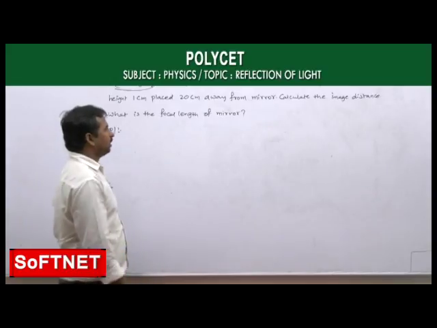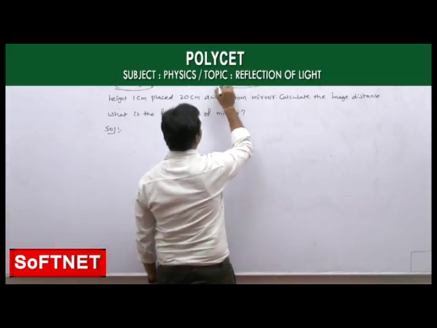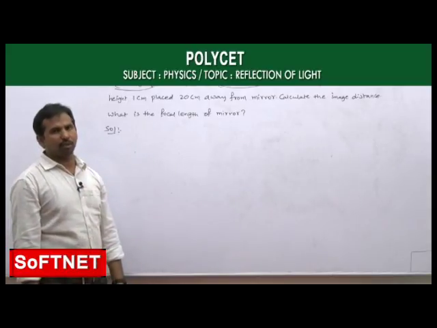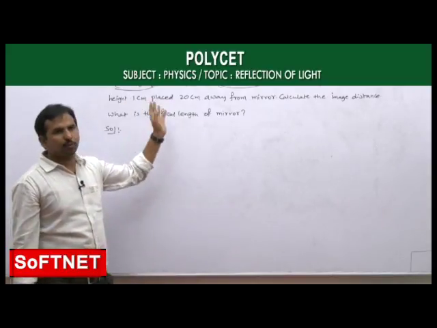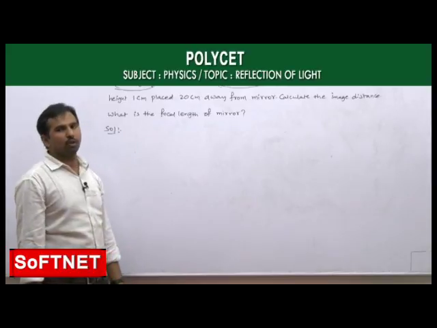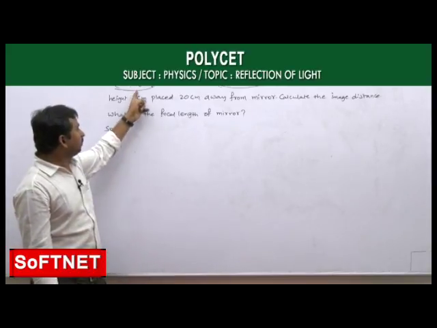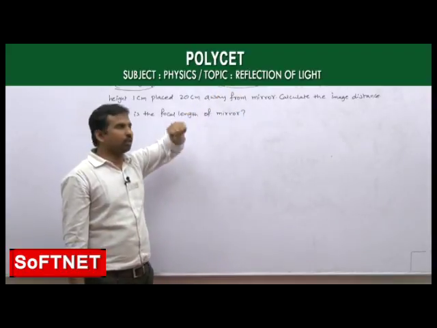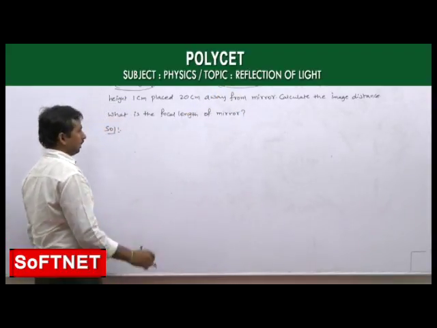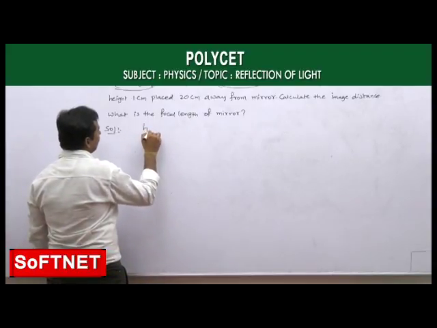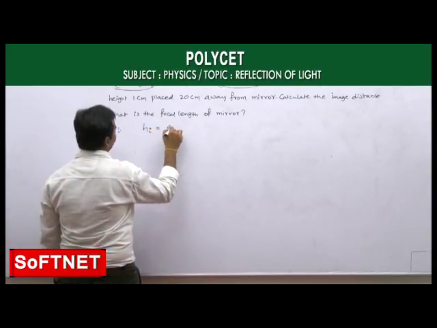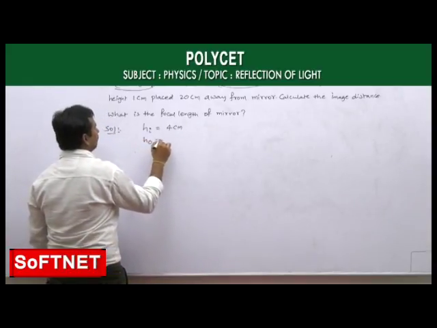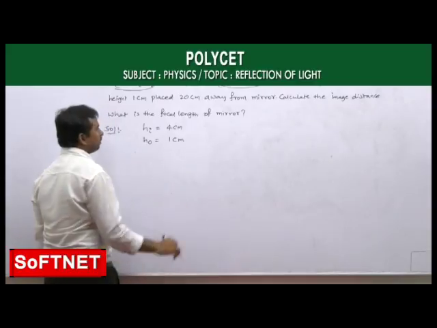And not only that, another important thing: it forms a real image. A real image is formed only by a concave mirror, but not by a convex mirror. So obviously this problem is about a concave mirror, because it is converging as well as forming a real image. Okay, so that is our first conclusion here. And in the given problem, the height of the image is given as 4 centimeters, and the height of the object is given as 1 centimeter.